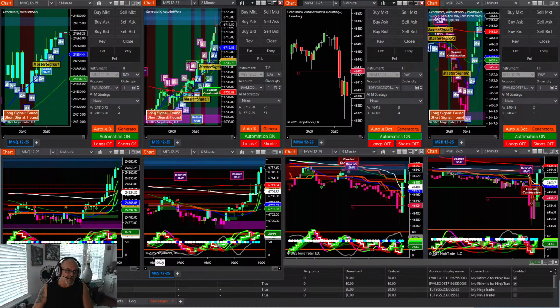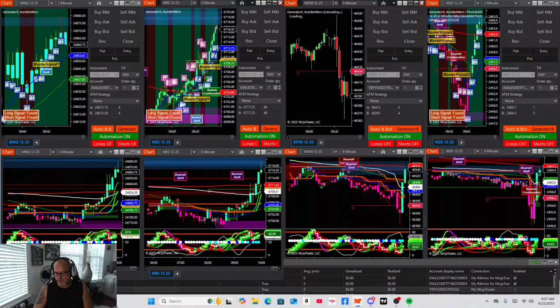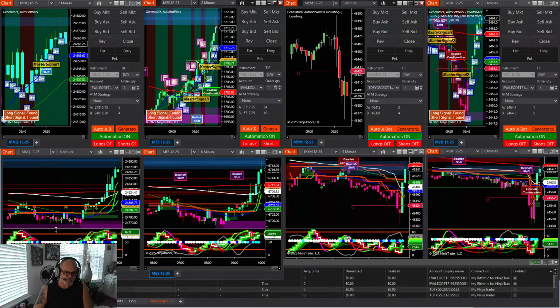Coming into the 10 o'clock time frame, we are starting to show a little bit of weakness on the lower time frame chart, and the higher time frame chart just a little bit. But 957, this isn't quite where I want it to be.